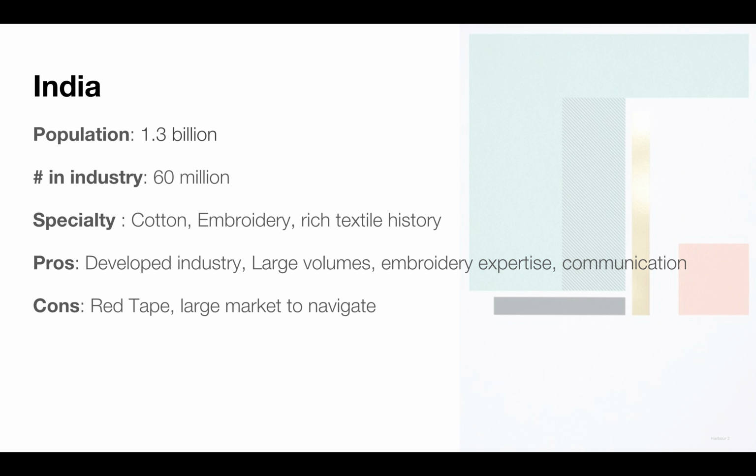India, 1.3 billion, and the number in the industry is 60 million. So to put that in perspective, we've got round about 64 million in the UK, so it's like the entire population of the UK working in the industry. They specialise in cotton, embroidery, and they have a rich textile history. Pros, it's very developed, large volumes, embroidery expertise and good communication. Cons, red tape. It is notorious, but Indian red tape really can be quite difficult. And it is a large market to navigate. With so much choice, how do you choose without having someone on the ground to really explain to you that you're choosing the right factory?